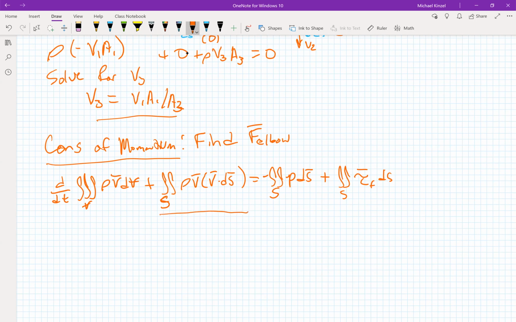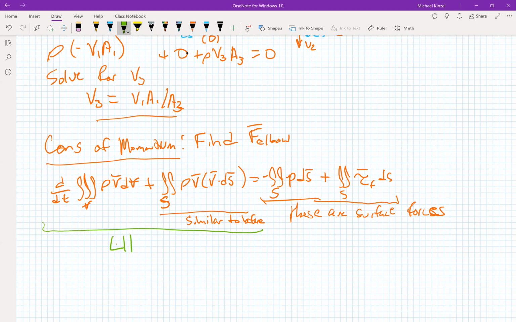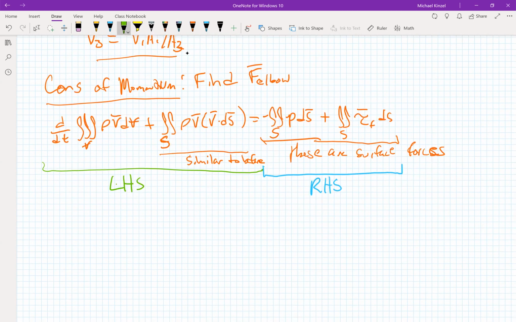In general, this is similar to before, and these are surface forces. So what we're going to do is break this up into two sides, the left-hand side and the right-hand side. Let's start with the left-hand side.